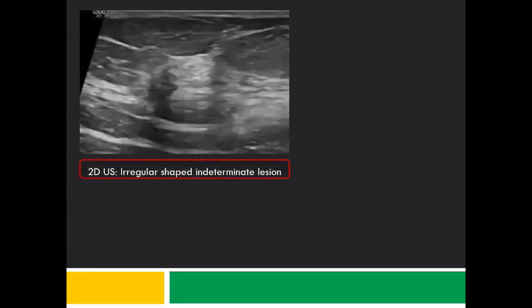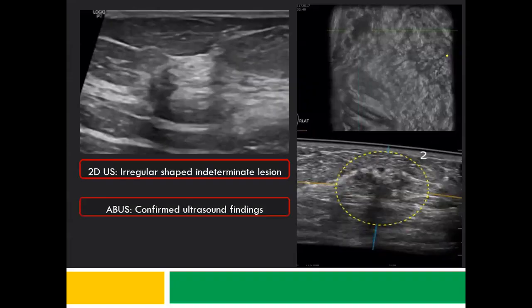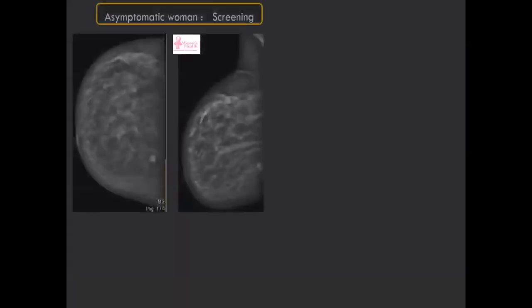She was referred for a 2D ultrasound examination, and this was her automated breast ultrasound examination, the ABUS, which confirmed the presence of a hypoechoic irregular speculated mass lesion that was biopsied and revealed an invasive duct carcinoma.